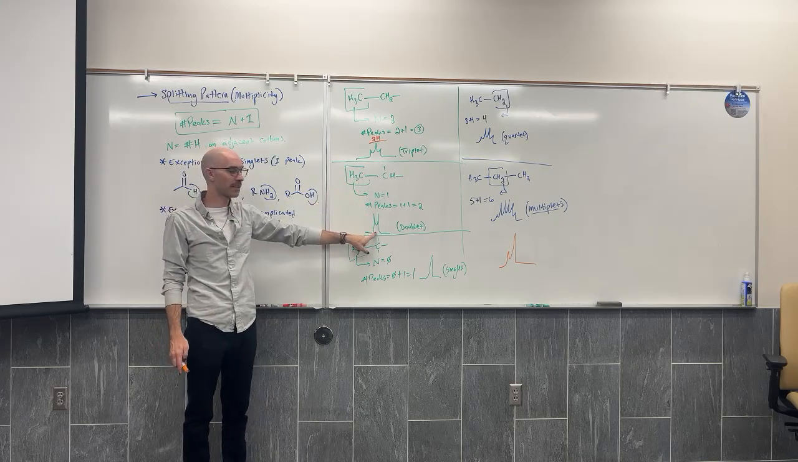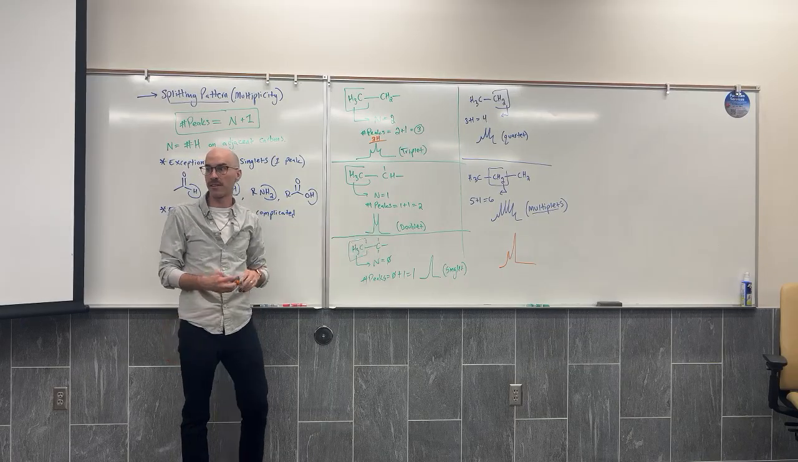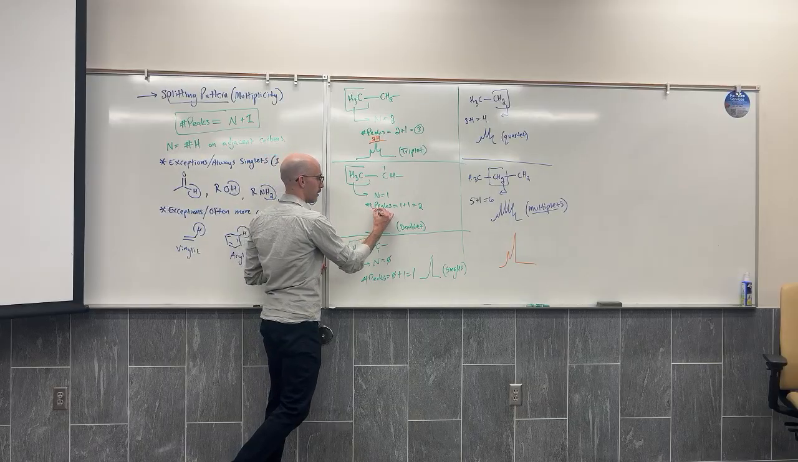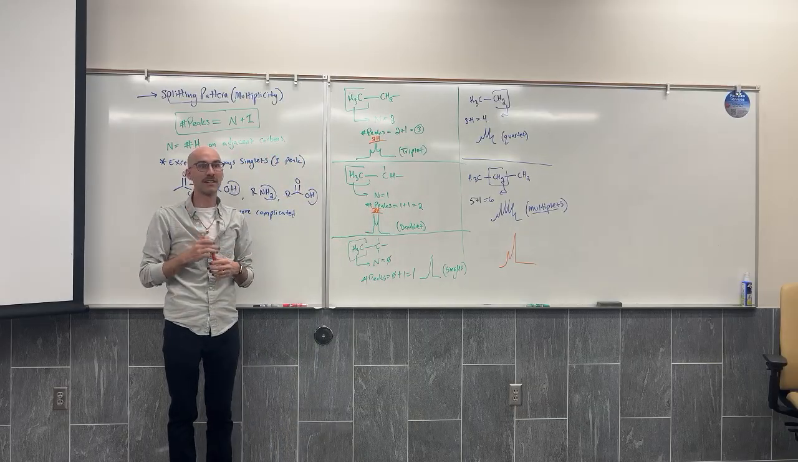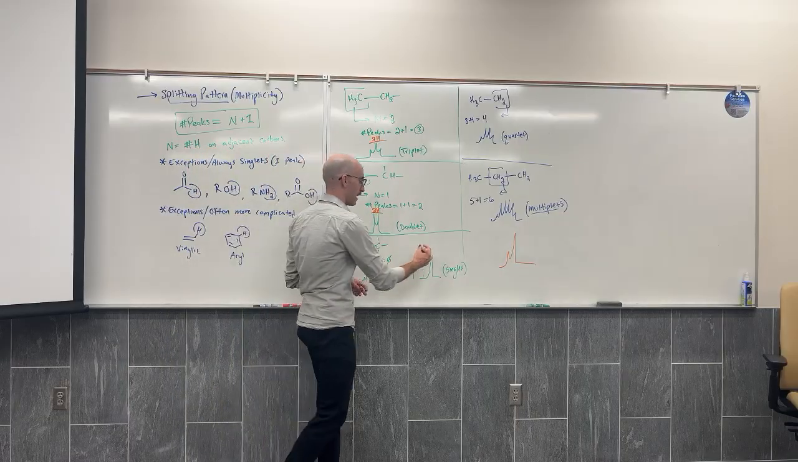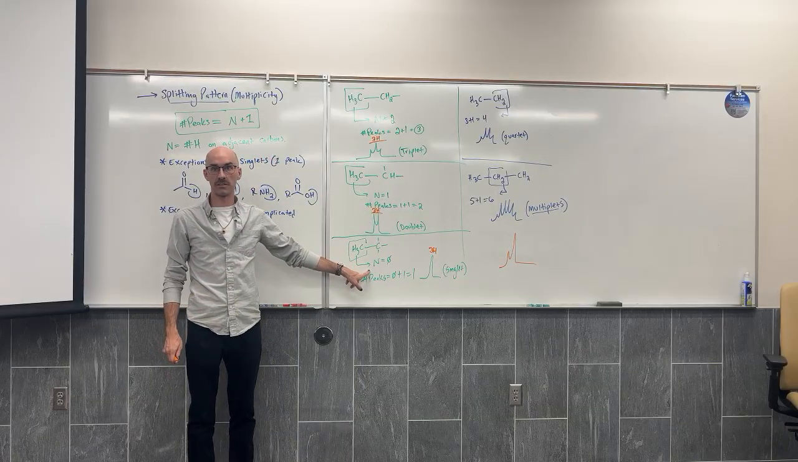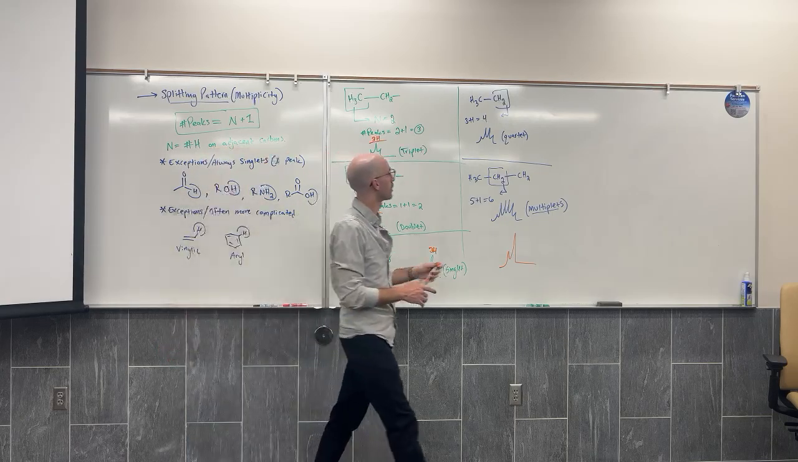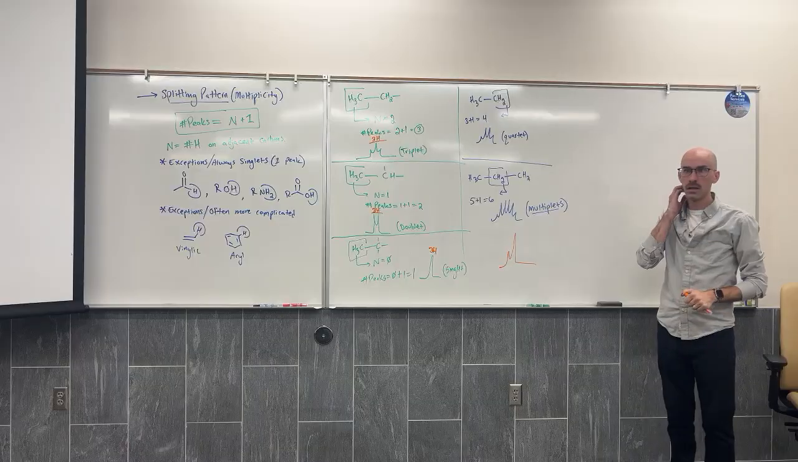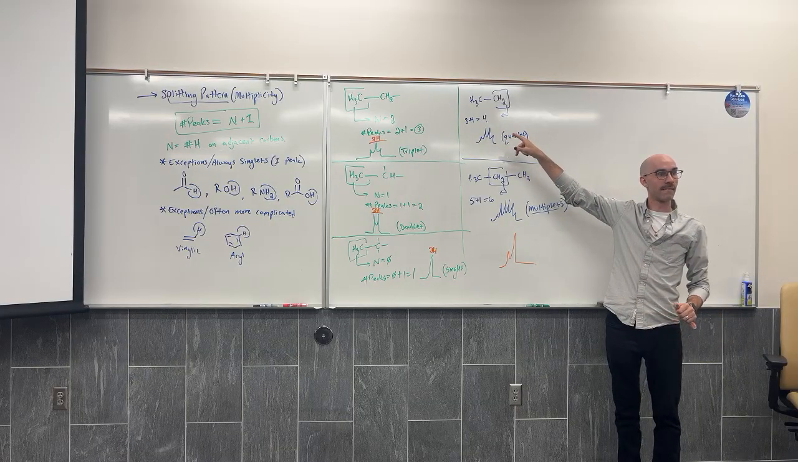What's the integration of this doublet? 3H, because we're looking at the same methyl group, but now with different neighbors. Why is it a doublet? Because it only has 1 neighbor. What's the integration of this singlet? 3H. And why is it a singlet? Because it has no neighboring hydrogens. No hydrogens on the adjacent carbons. What's the integration of this quartet? 3H. Sorry? 3H. No, it's 2H.